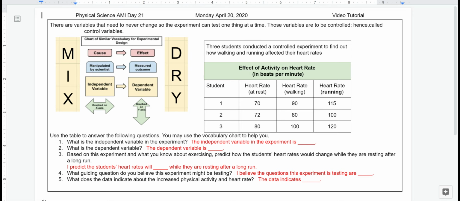Number 4, what guiding question do you believe this experiment might be testing? Well, look at the title. Number 5, what does the data indicate about the increased physical activity and heart rate? So what happens to heart rate as activity increases?